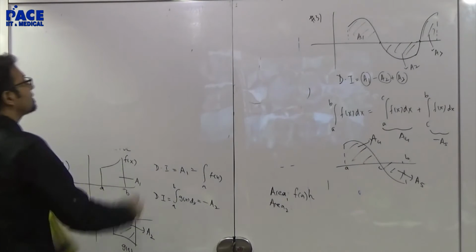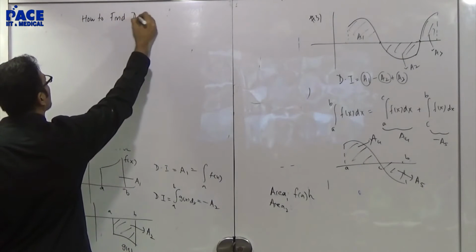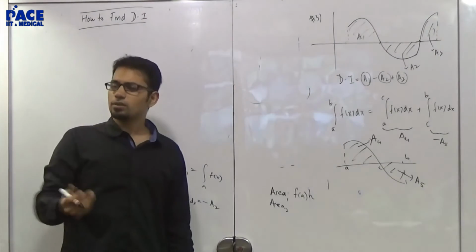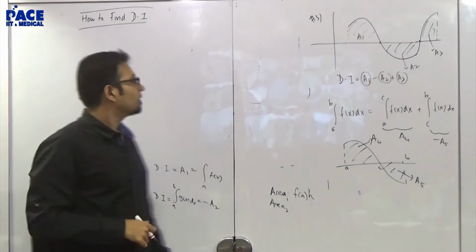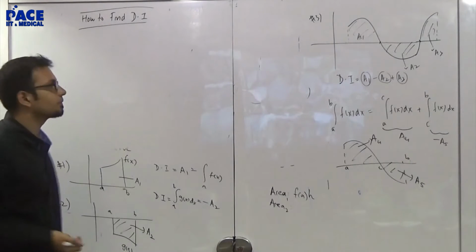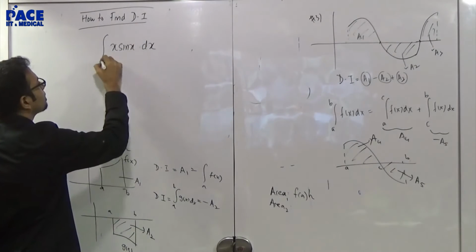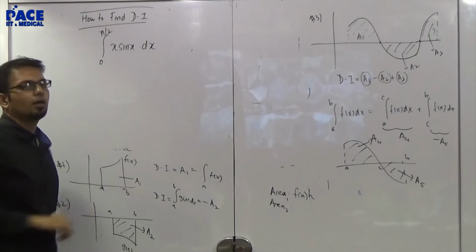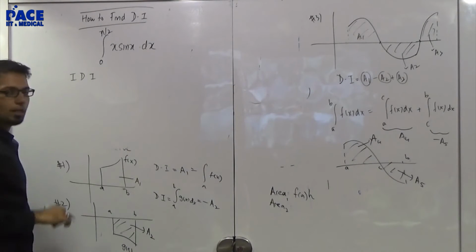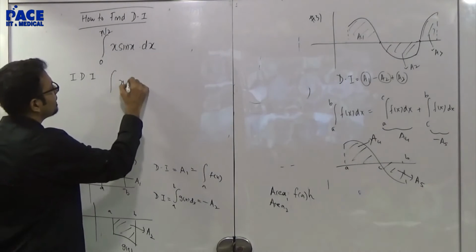Find the definite integration. I think you already know this. You must have done in physics that you find the indefinite integration and then you put the limits, right? Now suppose you have integral of x sin x dx from 0 to pi by 2. First find the indefinite integration. How do you integrate this? By parts.